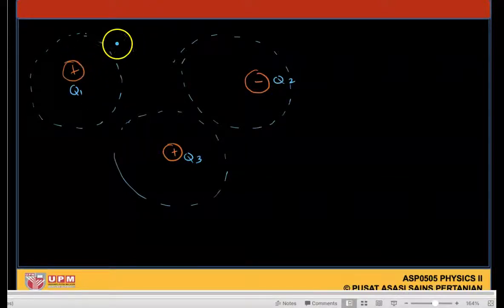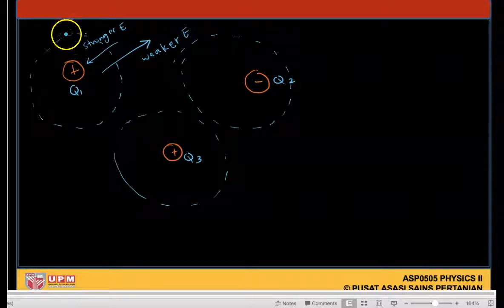Now, the closer you are to the charge, the stronger the E, the stronger the electric field. The further you are away from the charge, the weaker your E. So with that said, the circle that I draw is imaginary. It is actually extending up to infinity. So the electric field extends up to infinity, but it gets weaker with distance.